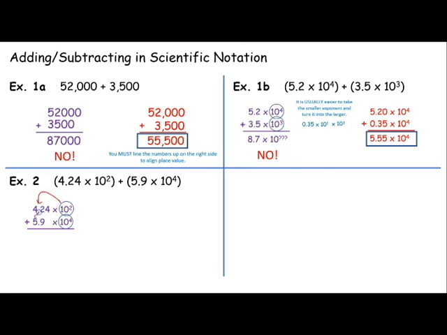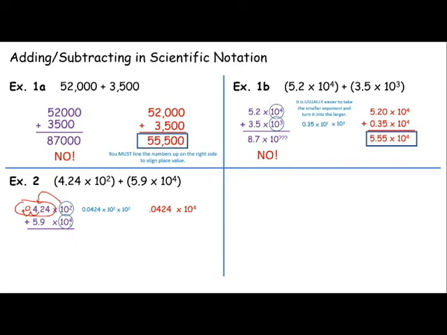If I steal a 10 away from this, this is going to become a 0.4. If I steal a 10 away from this, it's going to become a 0.04. You see, this expression right here, that number right there, is the same as 0.0424 times 10 squared. In fact, you could multiply it back together and see it's 4.24. But we also have this times 10 squared at the end, which means this is 0.0424 times 10 to the fourth.